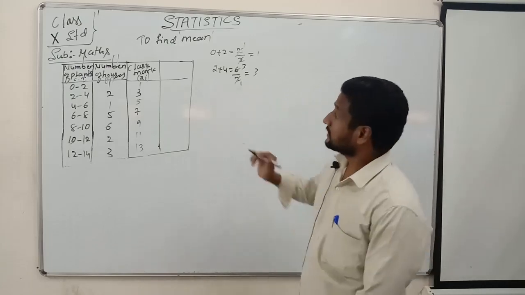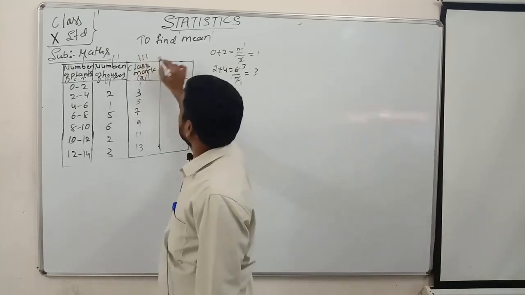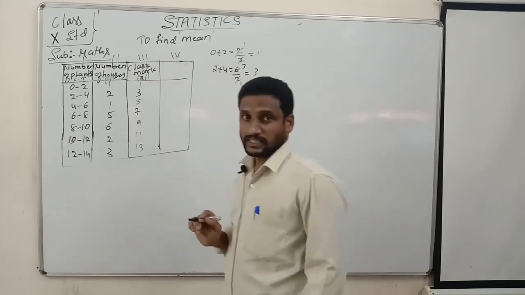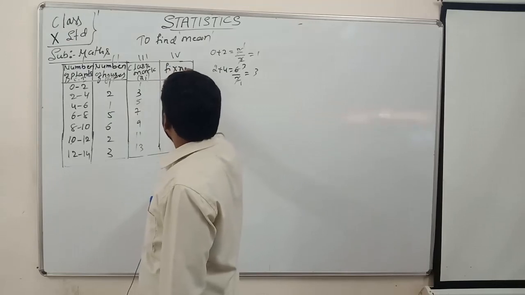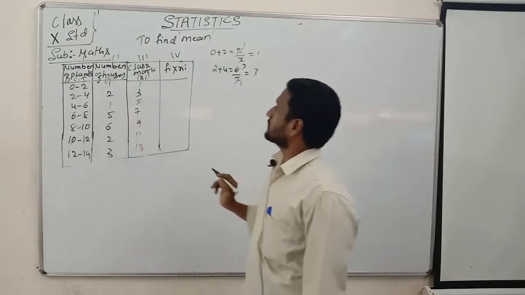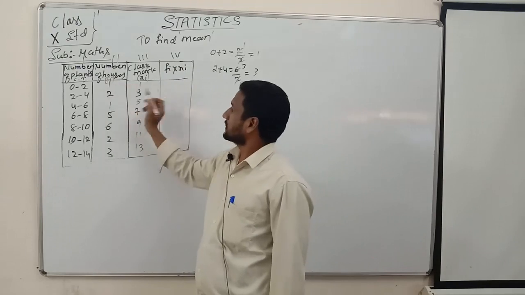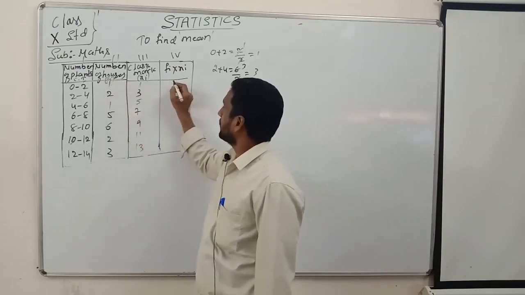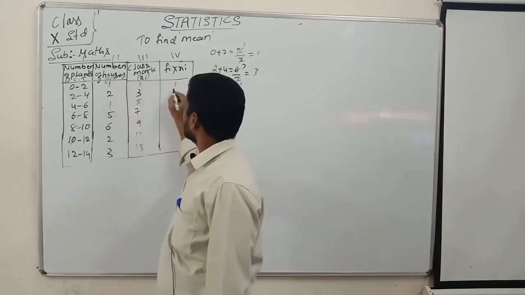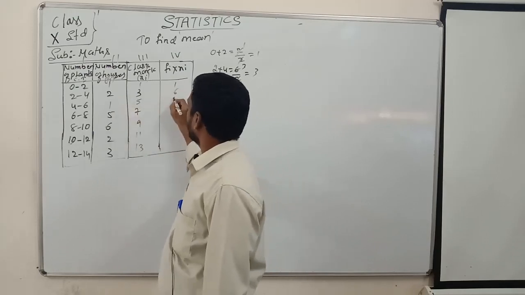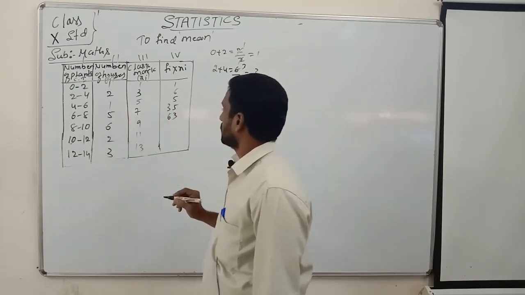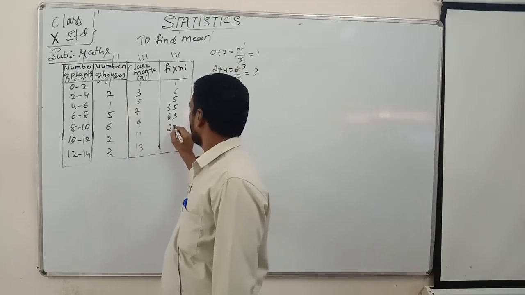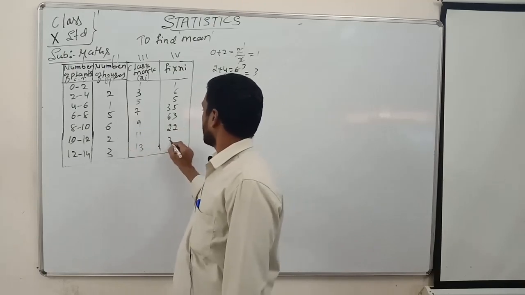So next, this is the third column, I did the third column. Next one more is the fourth column, that is frequency into class mark, that is nothing but class mark xi, fi into xi. So multiply this: 1 into 1 is 1, 2 into 3 is 6, 1 into 5 is 5, 5 into 7 is 35, 9 into 7 is 63, 2 into 11 is 22, 3 into 13 is 39.